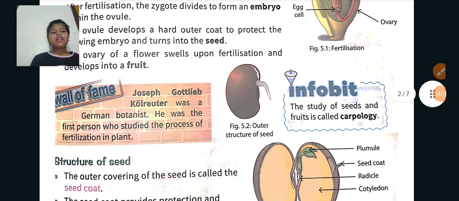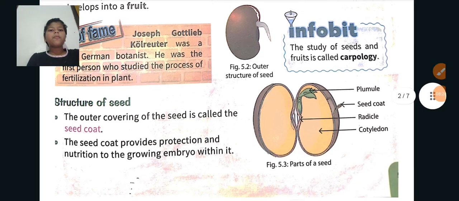Let's see an interesting fact. The study of seeds and fruit is known as carpology. Well, if you have seen a seed, then studying it is known as carpology. Very fun and interesting, right?